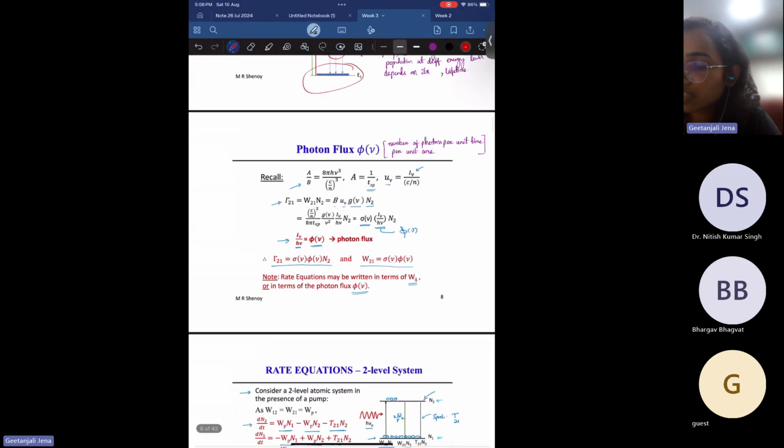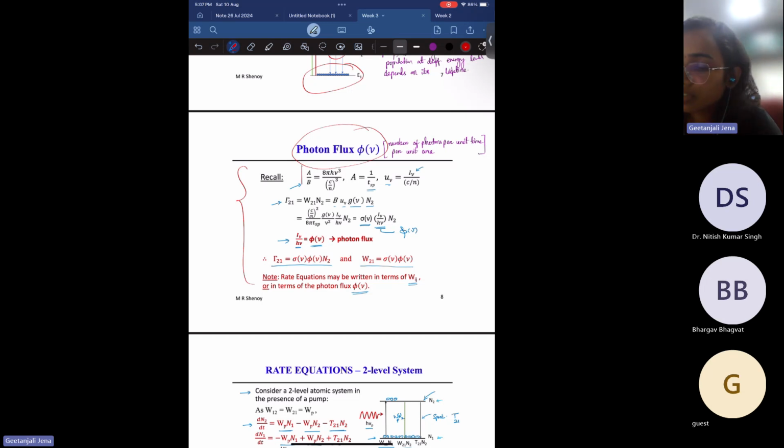So before discussing the rate equation, let us see one new term, which is photon flux. This is mostly used to rewrite the rate equation. So it is only redefining the equation. It is nothing new. Okay.